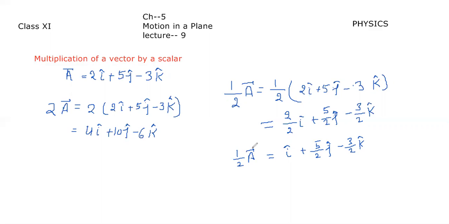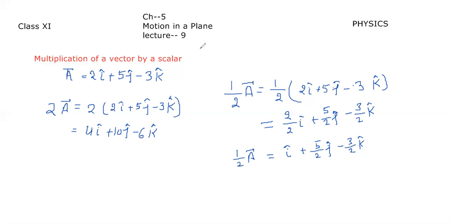So this concept is clear to all of you: how we multiply a scalar quantity into a vector quantity, how we calculate 2A and 1 by 2 A vector. So multiplication of a vector by a scalar quantity is clear to all of you. Now write the next heading.